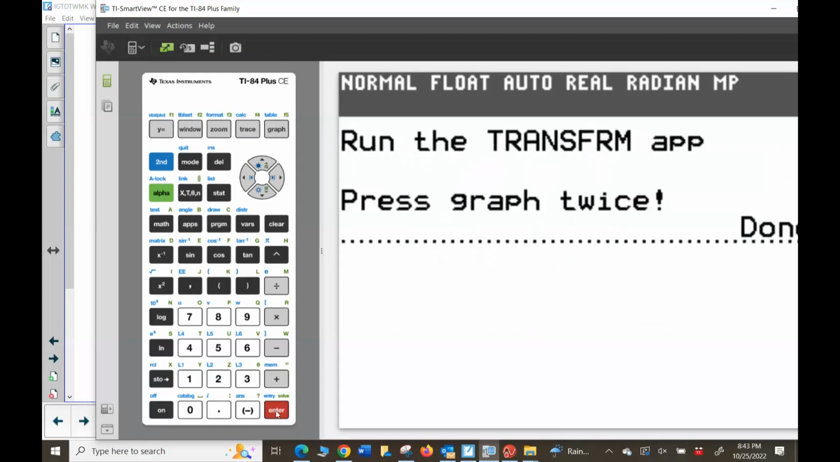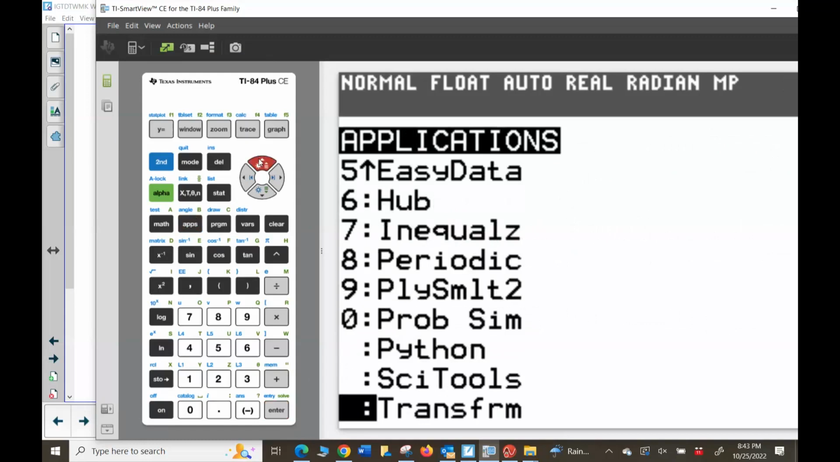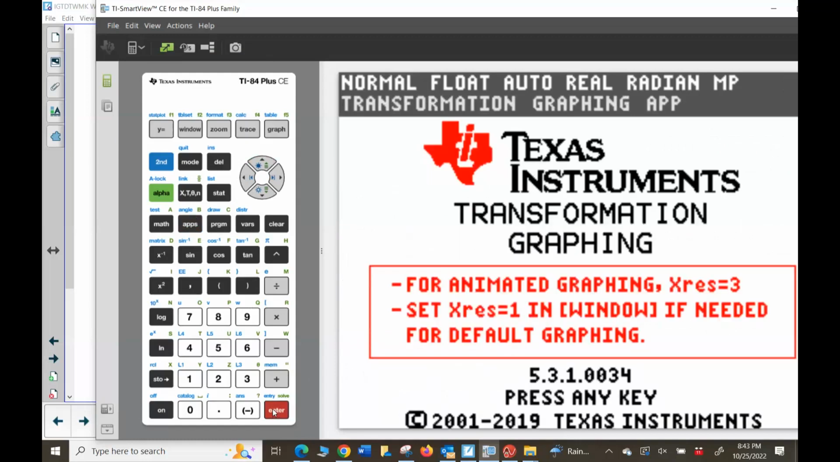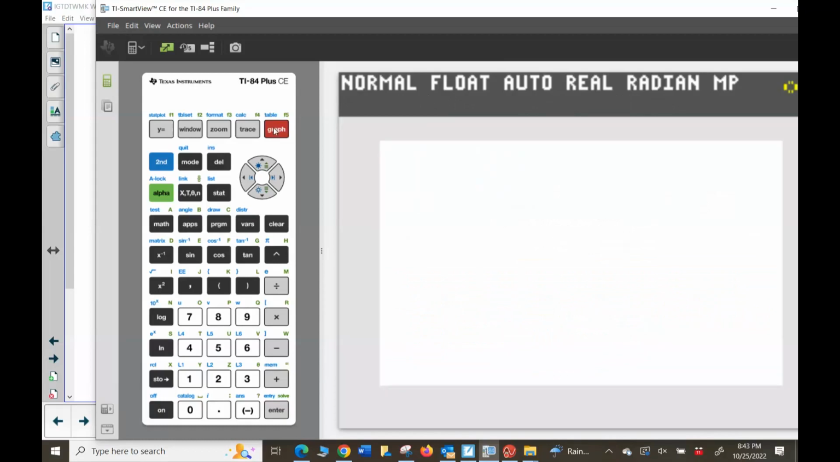So it says run the transform app and press graph twice. So I'm going to go ahead and press the apps, and transform is usually the last one in your applications. So I'll press the up arrow to get there quicker. Press enter. And remember it said to press graph once, twice.